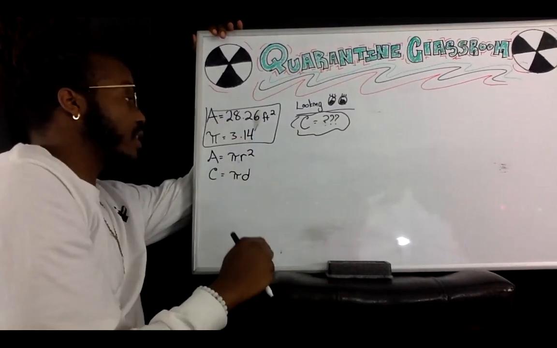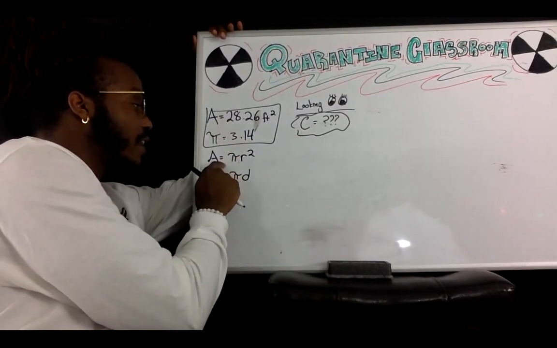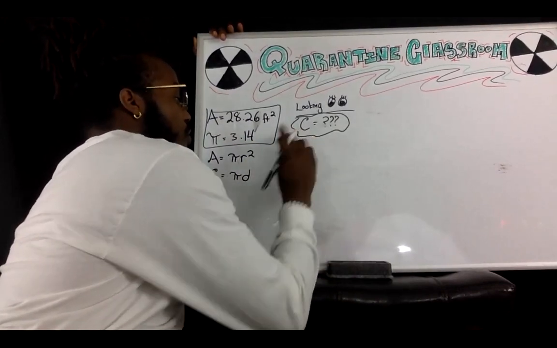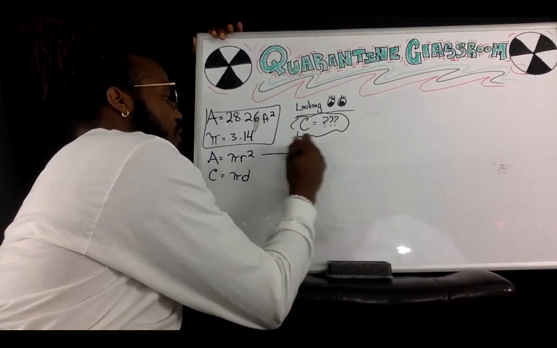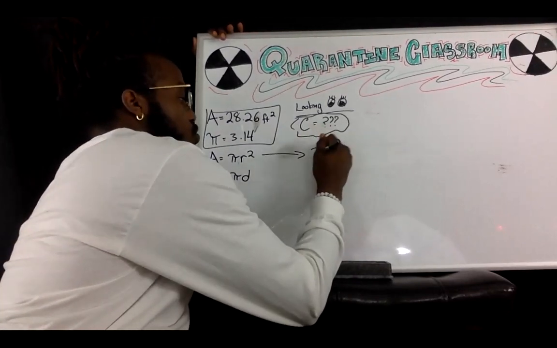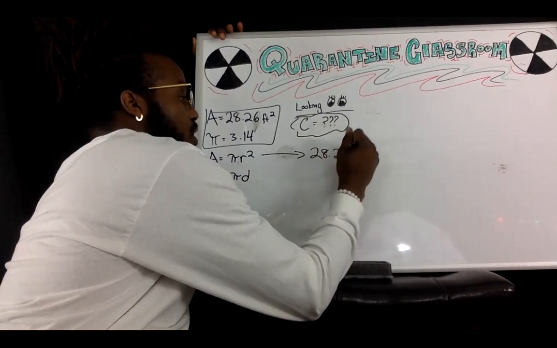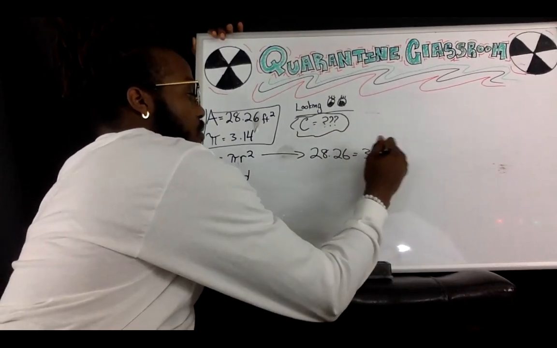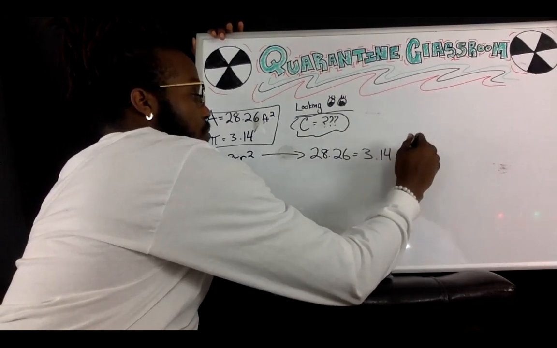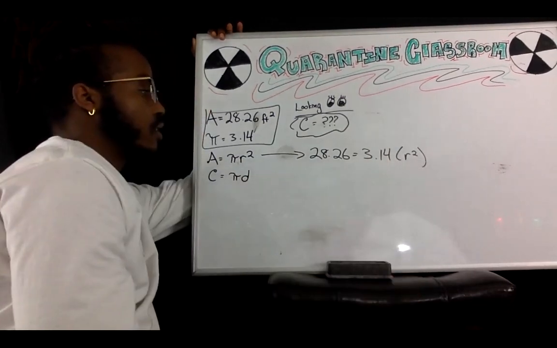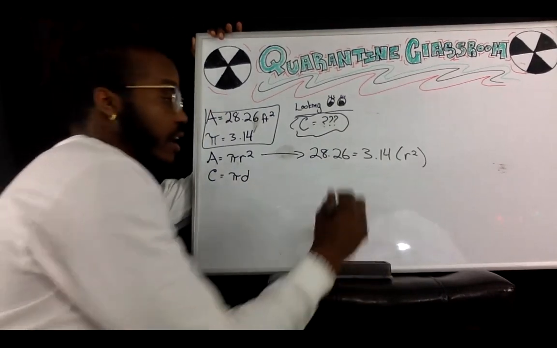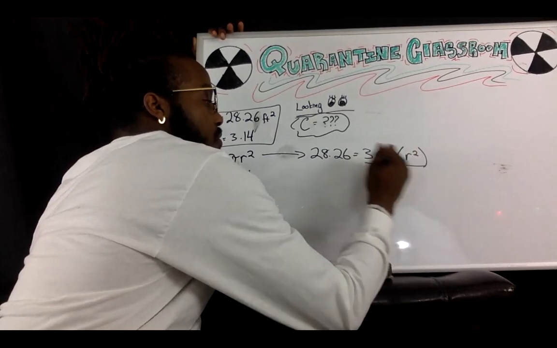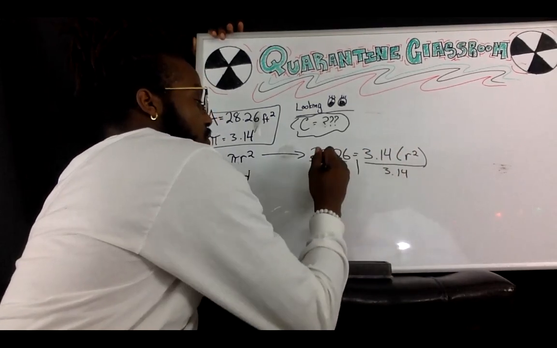Starting off, I'm gonna plug in my values for area and pi into my area formula. So instead of area equals pi times radius squared, it's going to be 28.26 equals 3.14 times radius squared. The name of the game is the same. Isolate the variable. I need to divide by 3.14 on both sides to get r by itself.